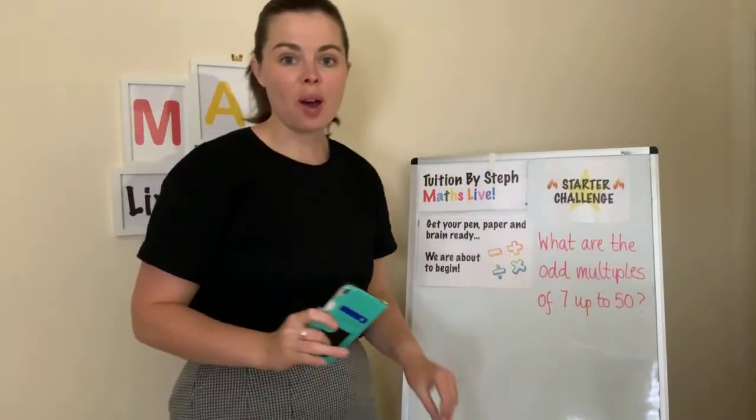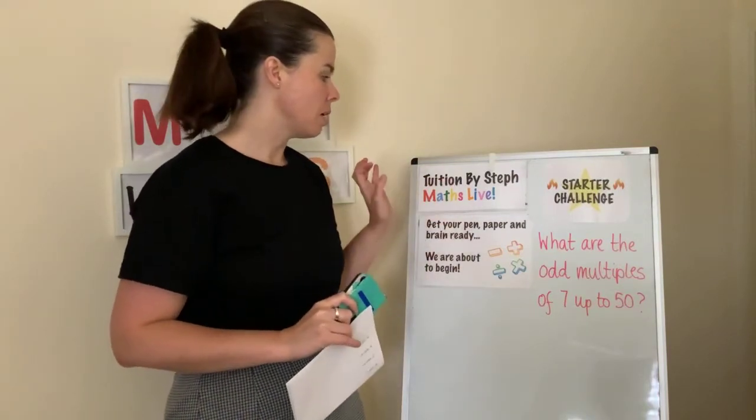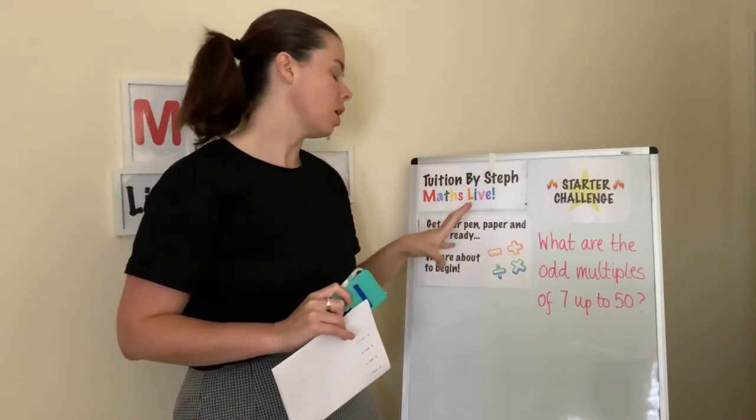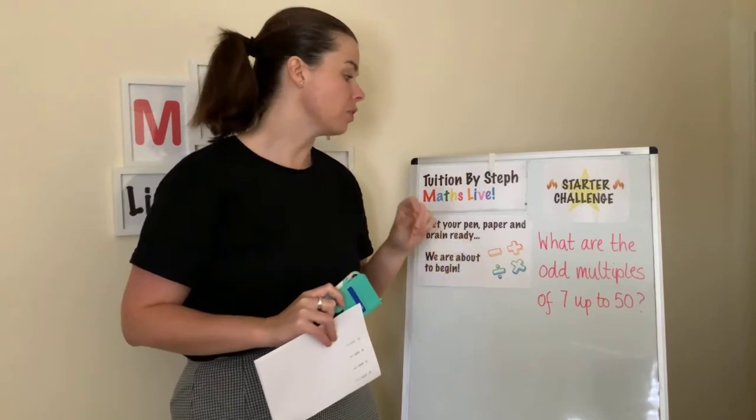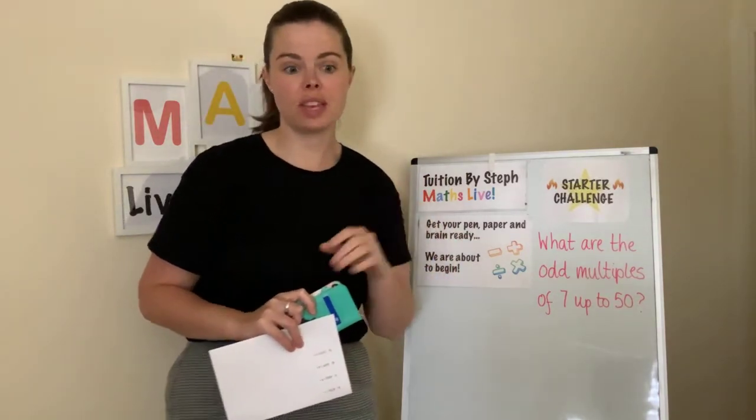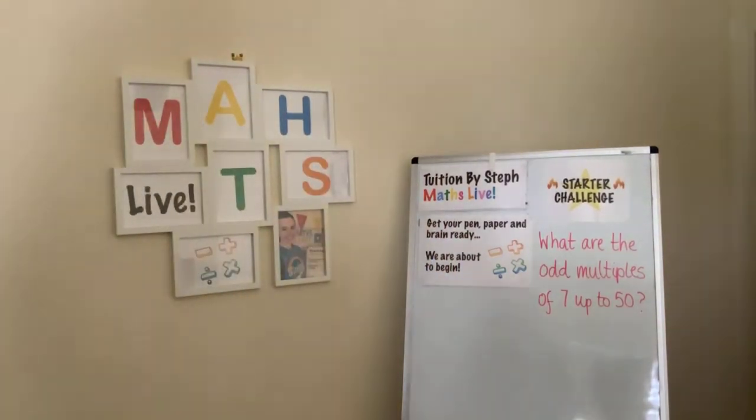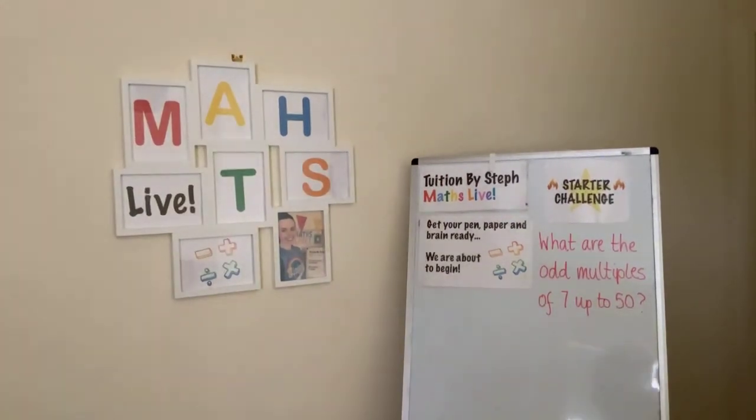Good morning everyone. Here's your warm-up challenge. Before we start the main lesson, what are the odd multiples of 7 up to 50? Give that a go before we start the main part of the lesson. Who can work that out? The odd multiples of 7 up to 50.